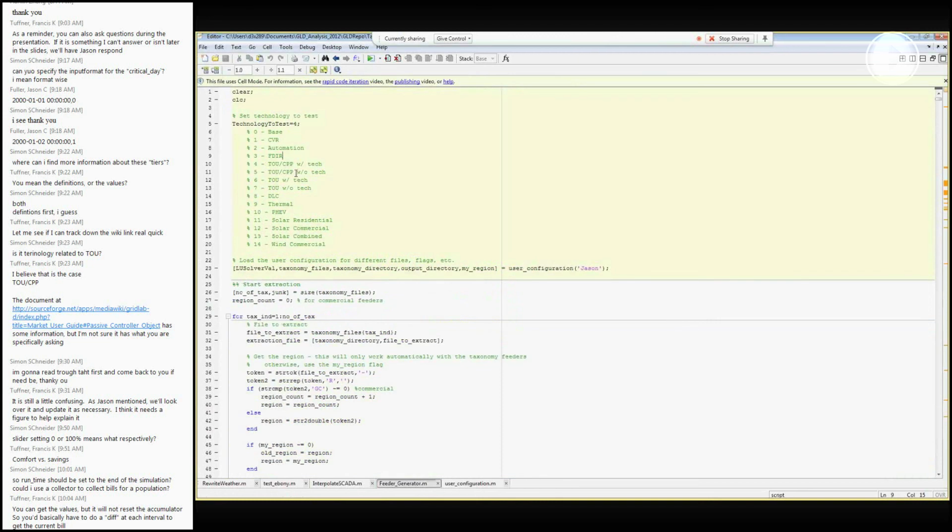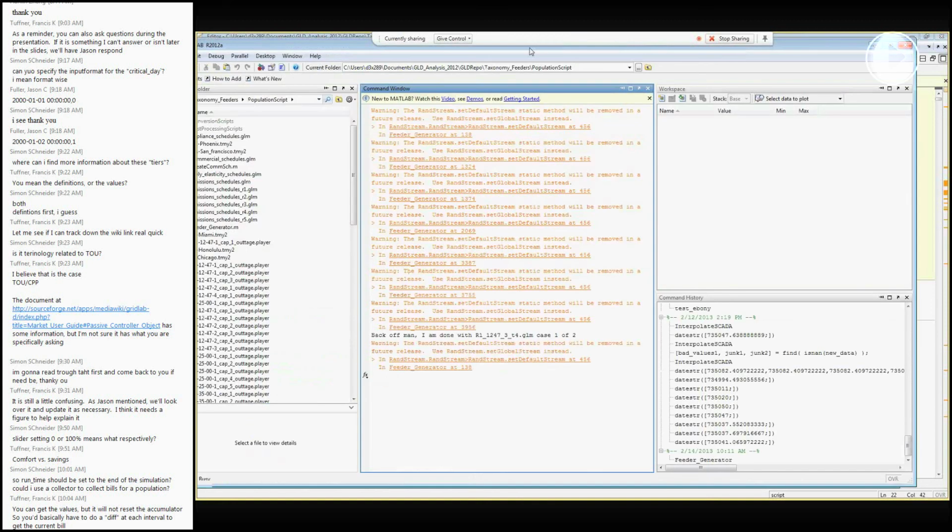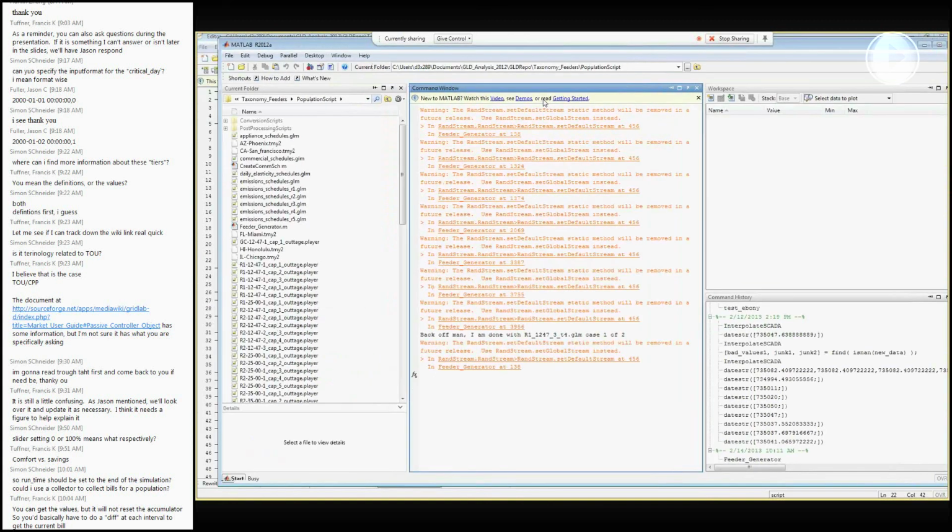So let's look at time of use critical peak pricing. If we run that, I get a little bit of warnings because MATLAB has changed the random number generator again, as they do every other year. But it'll run through these cases. It's reading in the base R1 1247.3 file and then modifying it to be technology 4, which in this case is time of use critical peak pricing, and will create a whole new GLM that has all those features in it.